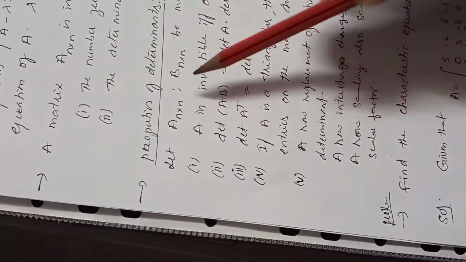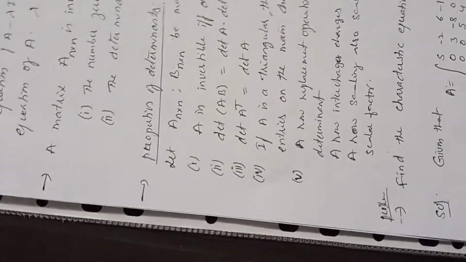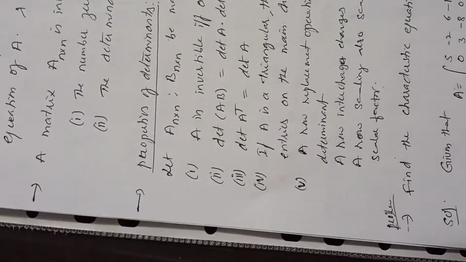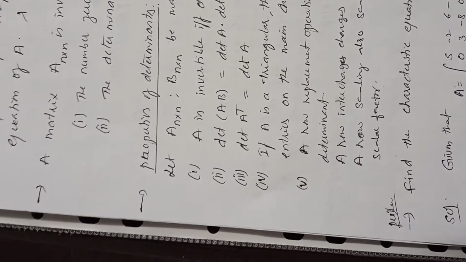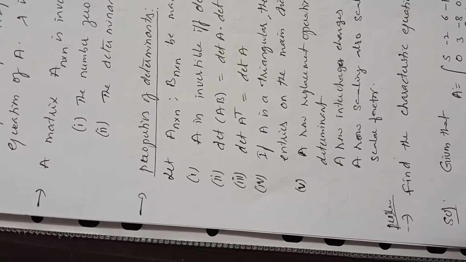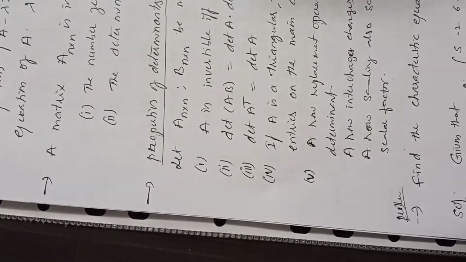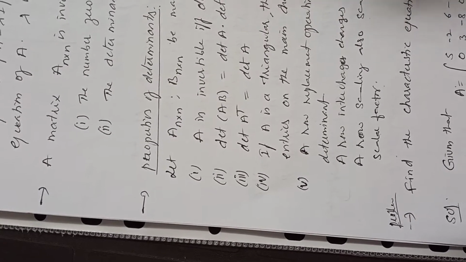The properties of the determinants. General determinants only. Suppose A is a matrix of order n by n, B is a matrix of order n by n. A is invertible if and only if its determinant is not equal to 0. If it is a non-singular matrix, then only the inverse exists. If it is a singular matrix, the inverse does not exist.